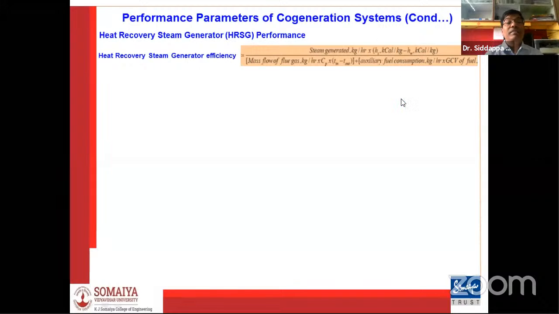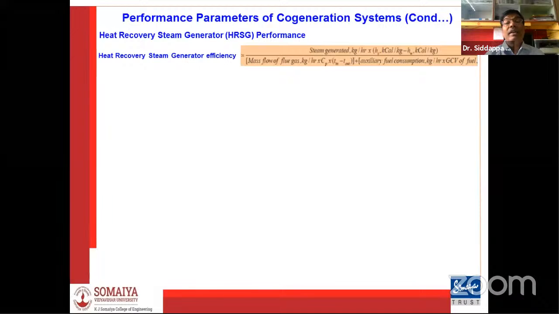a heat recovery steam generator efficiency. It is nothing but the boiler efficiency. You know how to define the boiler efficiency: it is the total amount of heat carried by the steam divided by the amount of heat supplied in the boiler. That is how we define it. It is the ratio of the mass of the steam to the mass of the fuel burned, into the change in enthalpy of the water, divided by the mass of the fuel into calorific value. And that will give you the heat recovery steam generator efficiency.